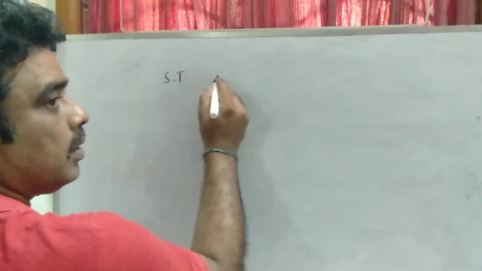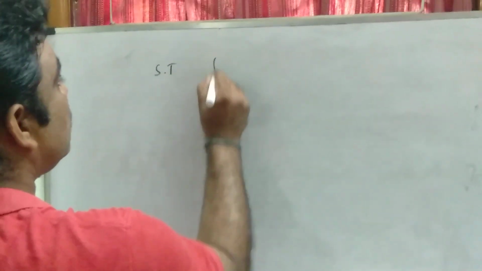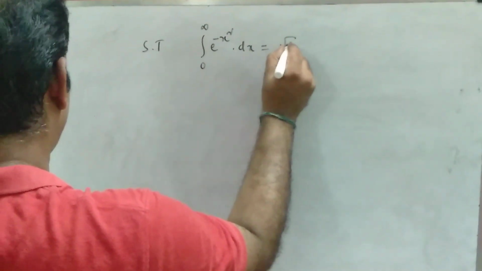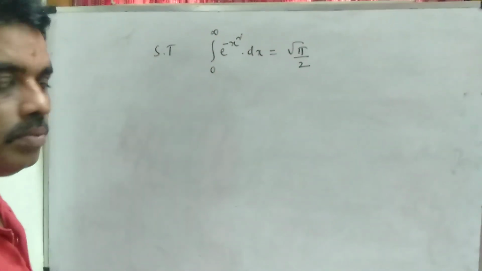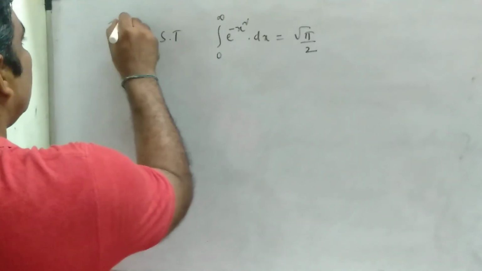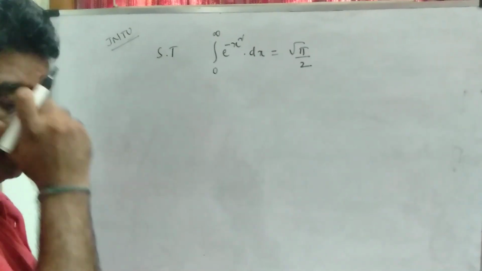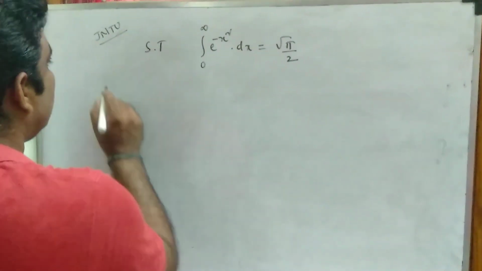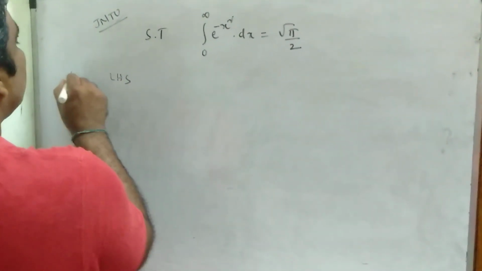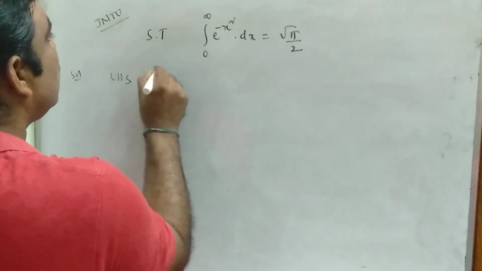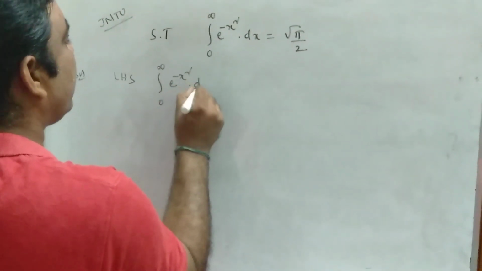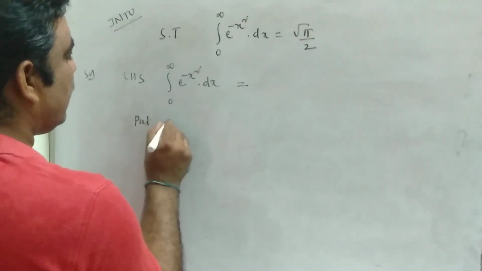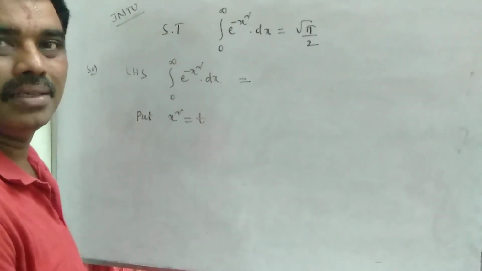Next result: show that the integral from 0 to infinity of e power minus x square dx is equal to root pi by 2. This was given in university examinations. To prove this result, we use the substitution method. Take the LHS, integral 0 to infinity e power minus x square dx. To evaluate this, put x square equal to t.